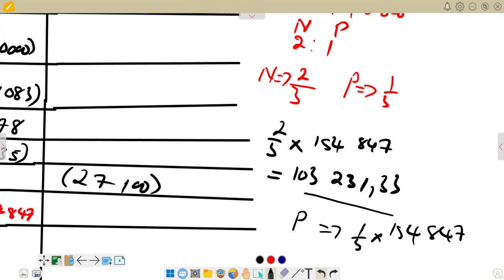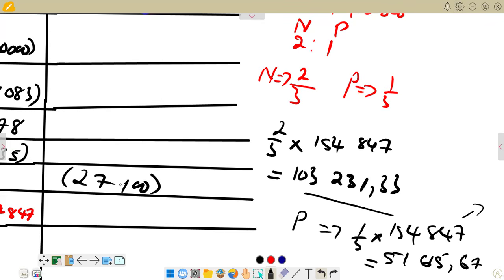And see that the answer that we are supposed to get there is 51,615.67 to two decimal places. So if you add these two, they're supposed to give you this amount, which is the net figure for appropriation, 154,847. So these are the figures that we are going to put in the columns for petrol and nitro.